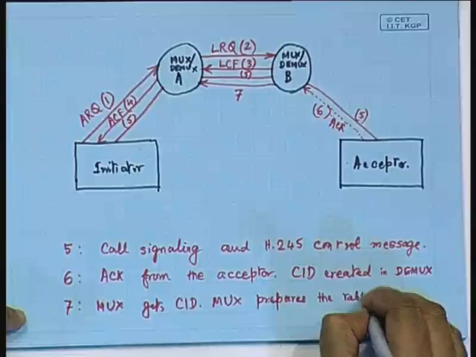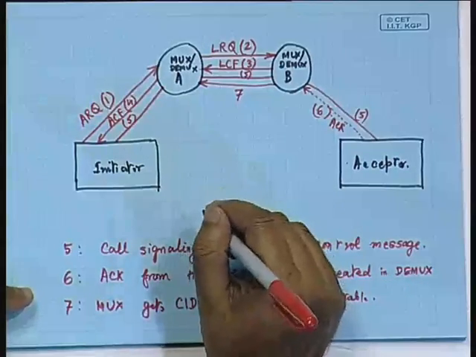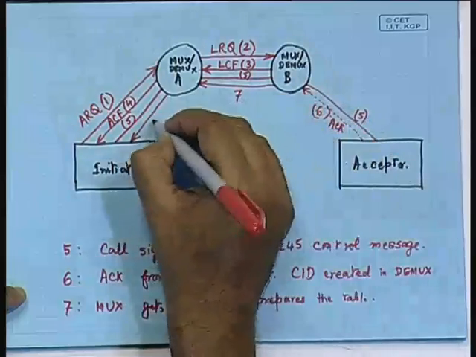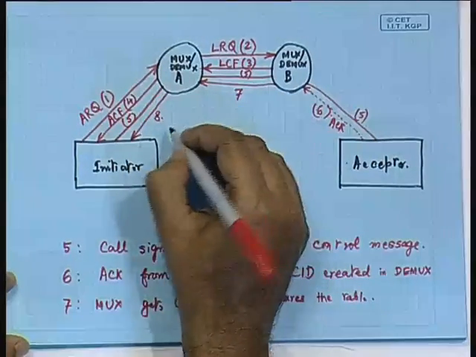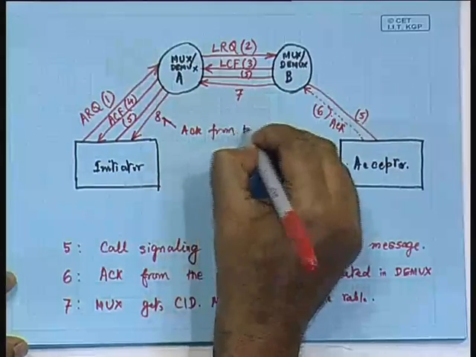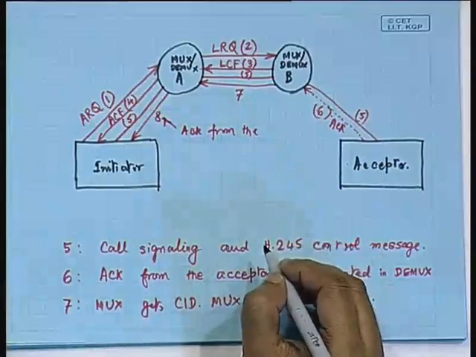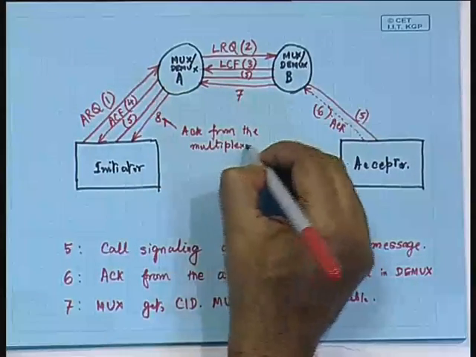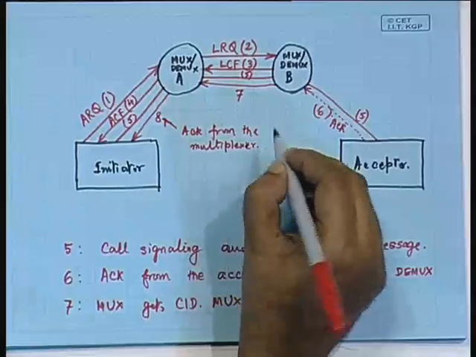And now once that is done, then the initiator receives an acknowledgement from the multiplexer. So that is step number 8. So this is an acknowledgement from the multiplexer. The table has been created, CID has been assigned. Now the actual voice packets can be sent, so the actual voice packet transmission has to begin. So this is the setup sequence that will be followed.